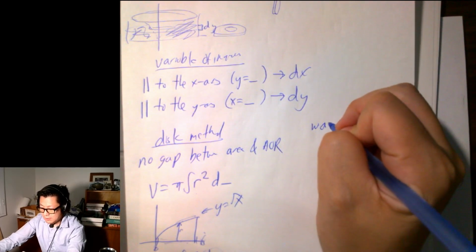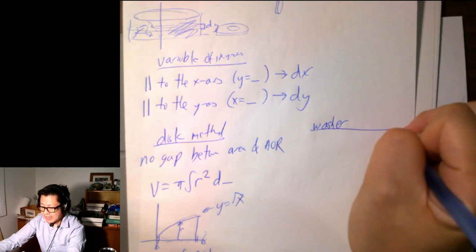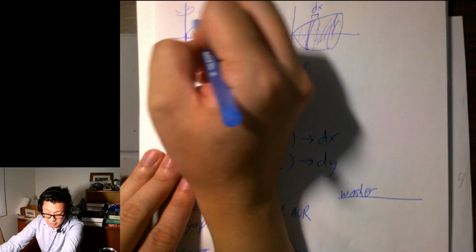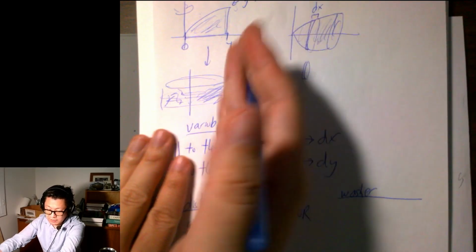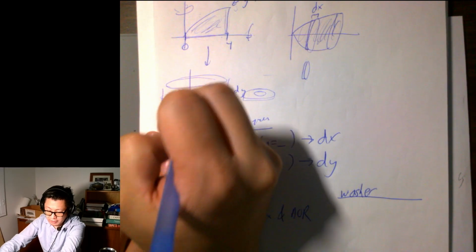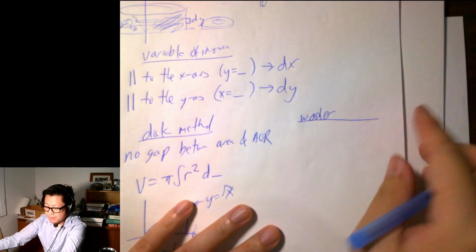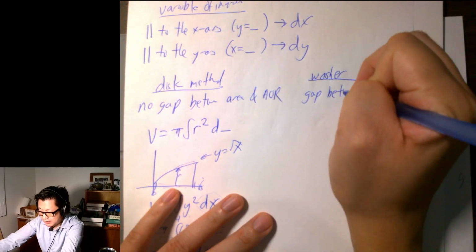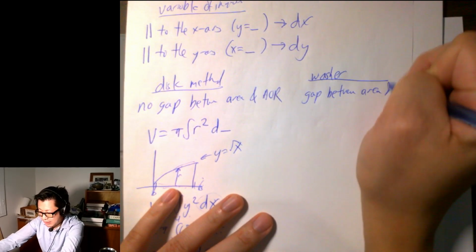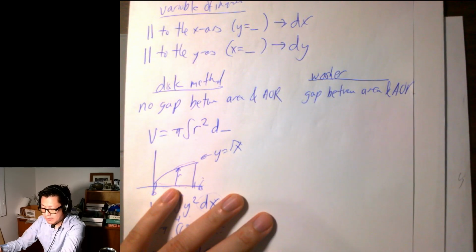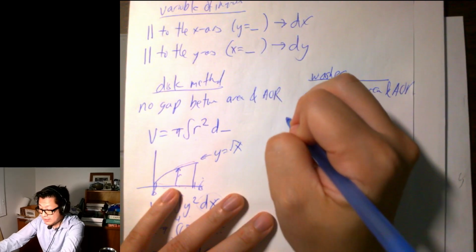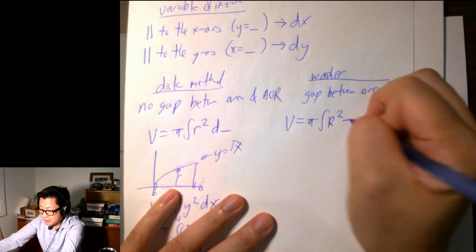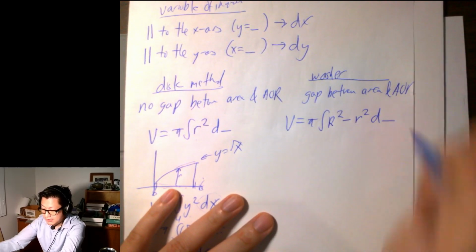By contrast, what if we have a gap between the axis of rotation and the area of interest? Like we do here. We have this gap such that when we rotate it, we have a hole in the middle of our shape. We have to use the washer method. So if there is a gap between the area and the axis of rotation, we use the washer method. The way this works is the volume is equal to pi, some big R squared minus some little r squared d whatever.